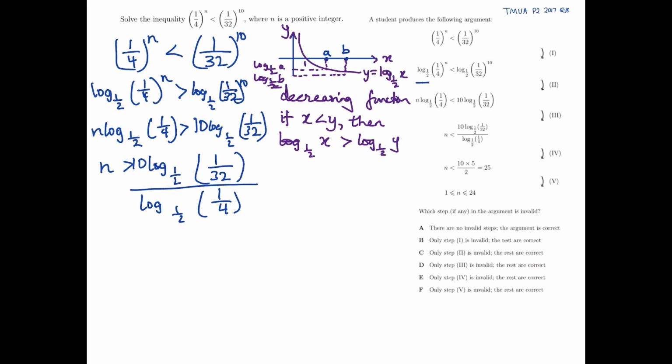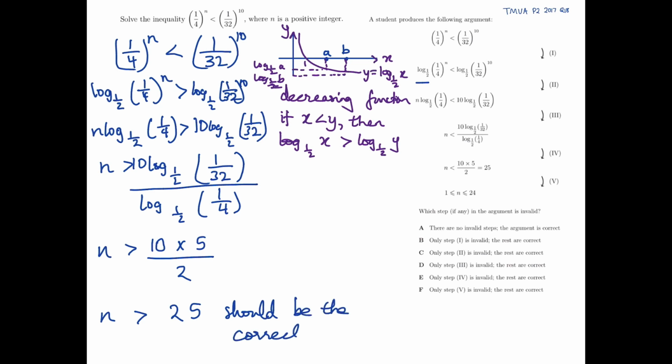And we know these values, so n is greater than, so what do we have here? Log base half of 1 over 32, well that's 5. So we have 10 times 5 over log base half of a quarter, that's 2. Therefore we have n is greater than 25. So this should be the correct answer.